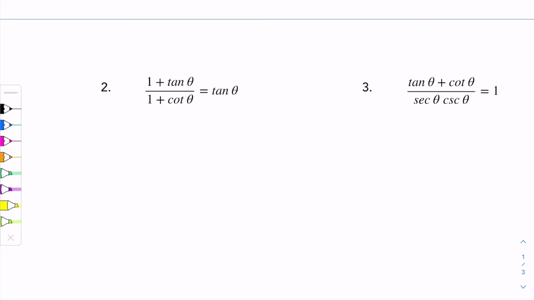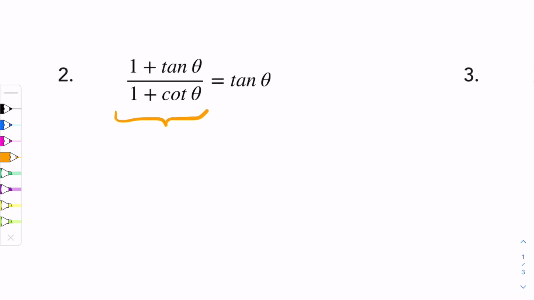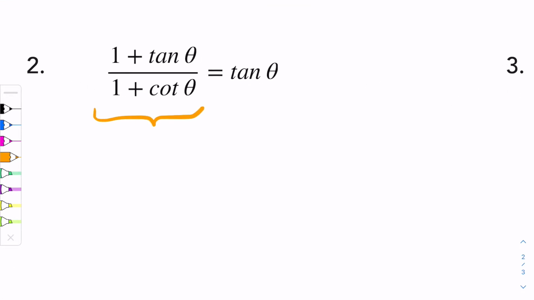Okay, number 2 is 1 plus tangent of theta divided by cotangent of theta is equal to tangent of theta. And I'm going to simplify the left side of the equal sign again. That's definitely the more complicated side. But I'm actually going to approach this one differently than I've done other ones. So previously I've been converting everything to sine over cosine, which you can absolutely do.